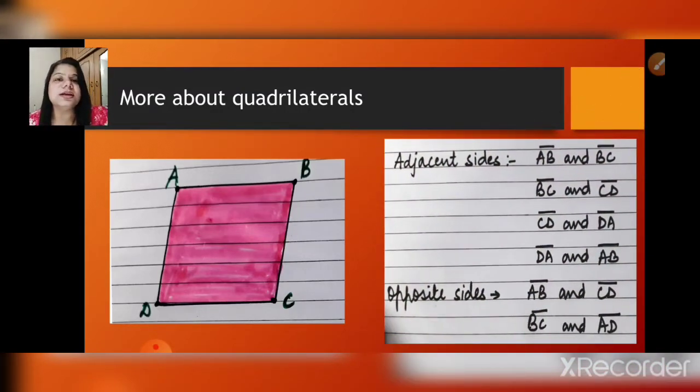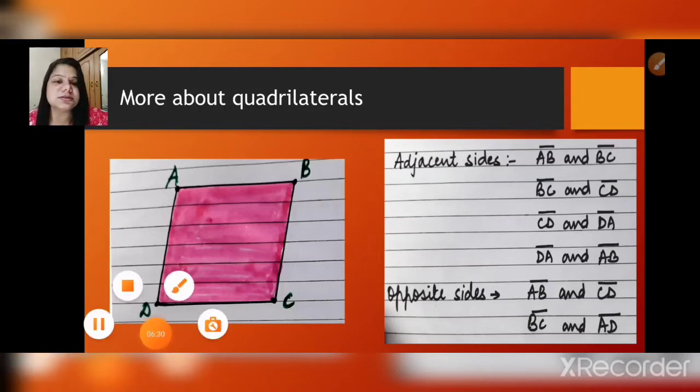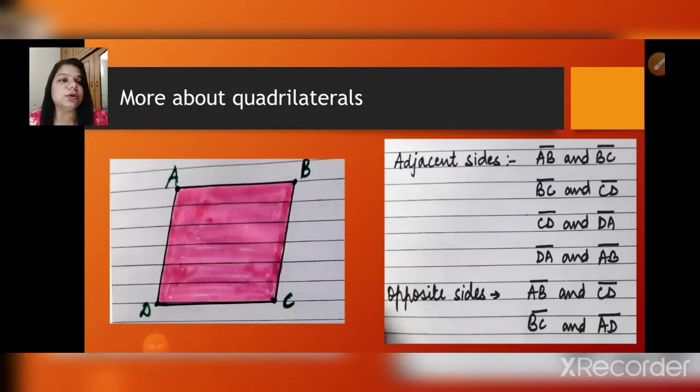So what are the adjacent sides? When we discussed polygons, we discussed adjacent sides also, and we have discussed it earlier too. What do you mean by adjacent sides? Adjacent sides are those sides which have a common vertex.